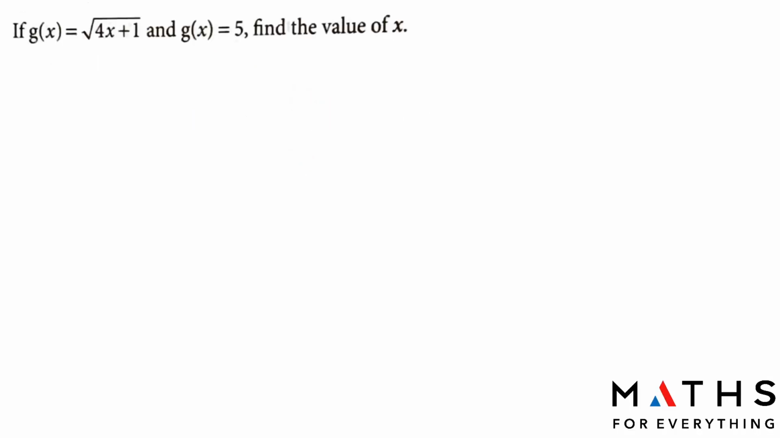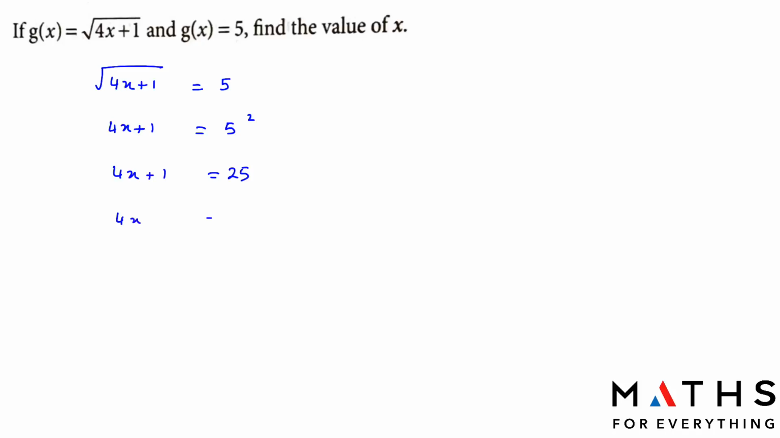Now moving on to the next one, when our function is equal to a number. We'll do a couple of questions here to see how to solve it. G of x is equal to square root of 4x plus 1 and g of x is equal to 5. It means square root of 4x plus 1 is equal to 5. Whenever you have a square root and you want to remove it, the other side you square it. So 4x plus 1 is equal to 25.